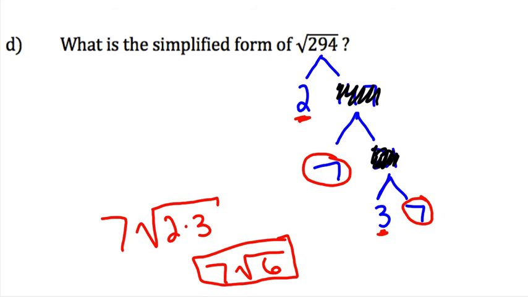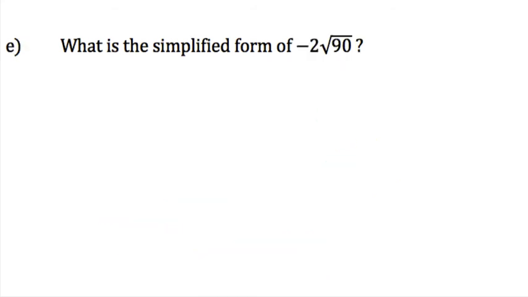Now for the next one here, E, what I want you to do is pause the video, go through the factor tree for 90 and see what you get. We do have some extra stuff out front here. We have a -2, and I'll talk about that. But pause the video, do the factor tree for 90, and then come back and see what you have. Hopefully you paused the video and actually did that, but if not, you can just follow along with me here.